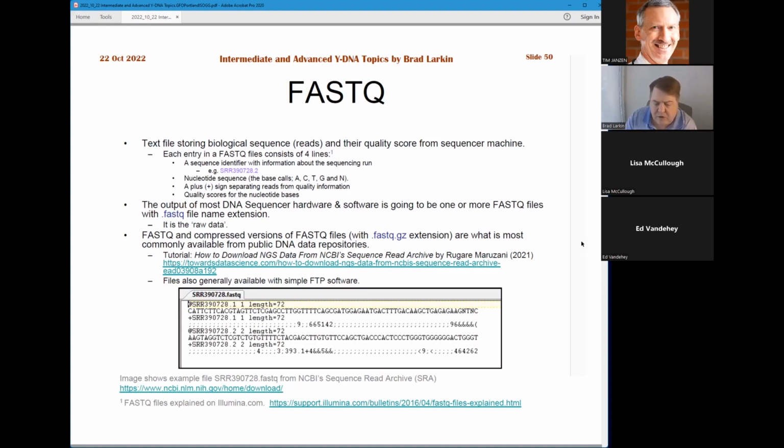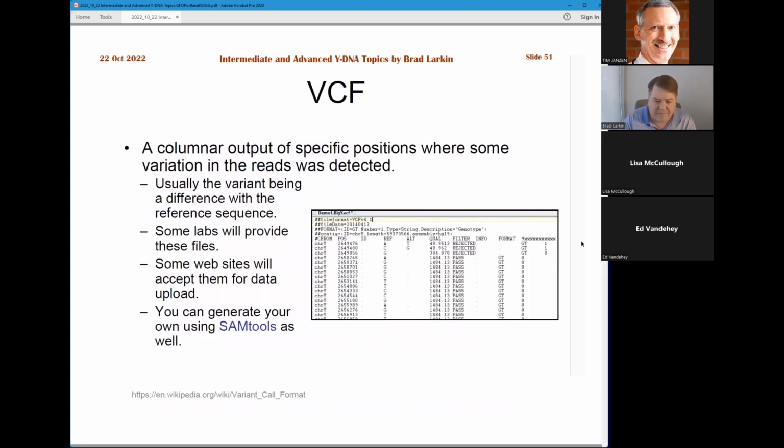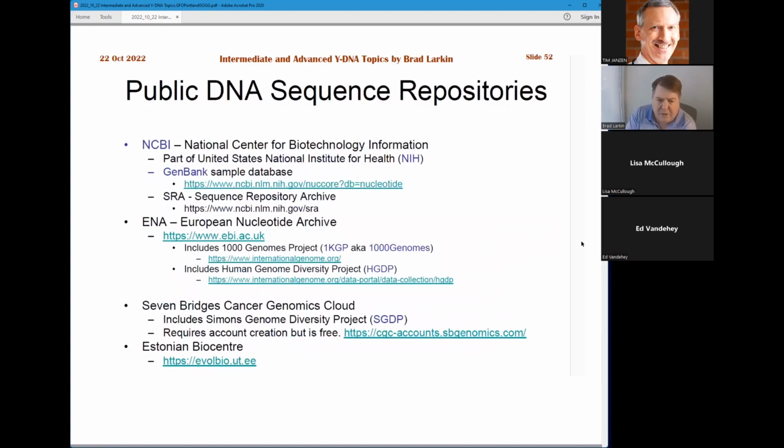So part of where the FASTQ files are important is that if you go to Ancient DNA or scientific research papers and they say, okay, well, we're making our data available. Sometimes they'll make BAM files available, which have alignment, but a lot of times they don't. They'll say our data is available, but you have to get the FASTQ, and then you would have to run it on an alignment sequence to compare it to yourself or other folks. Okay, VCF, I imagine most of you are familiar with. And so some public DNA sequence repositories where you can get VCFs and FASTQs and sometimes BAM files.